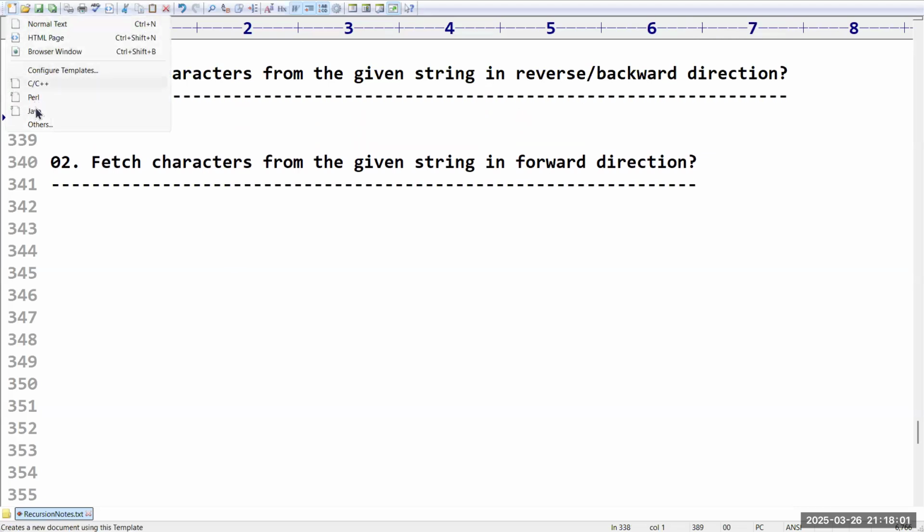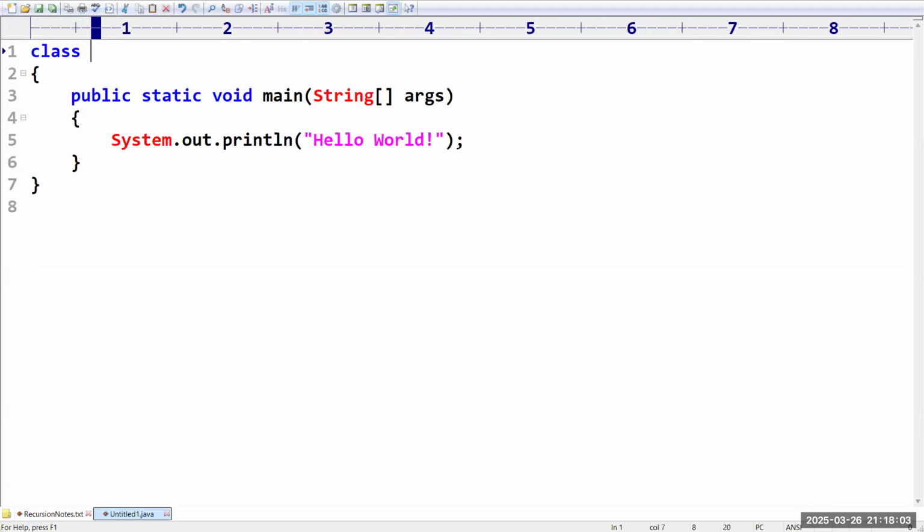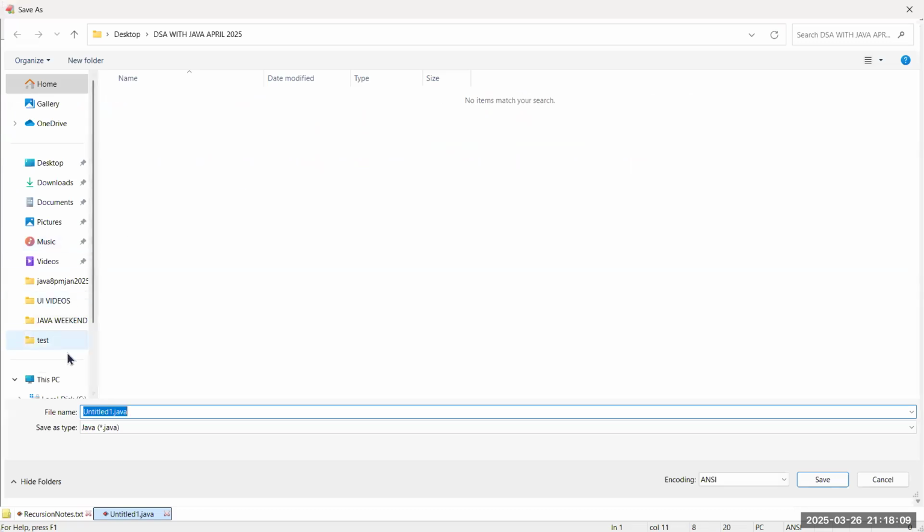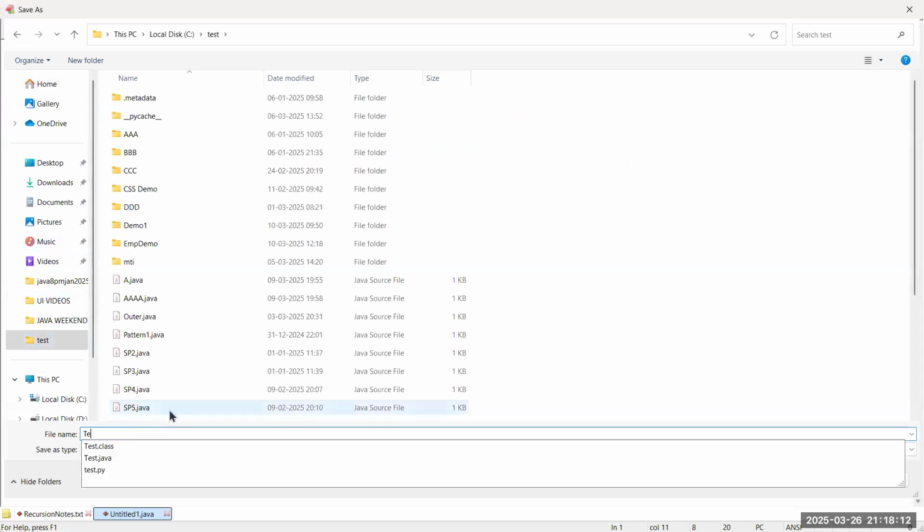For this, I am taking one simple Java program. Let us give the class name as Test, and I am saving the program inside a test folder.